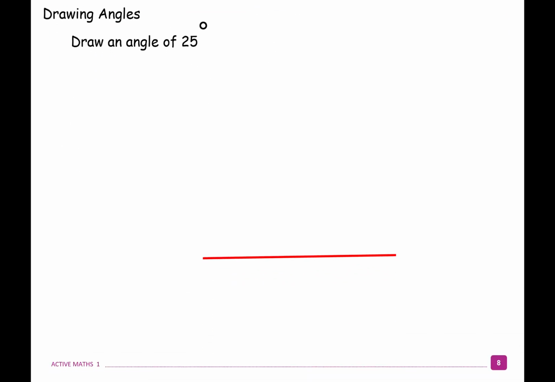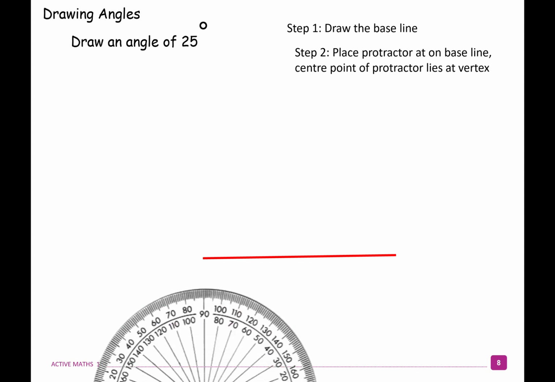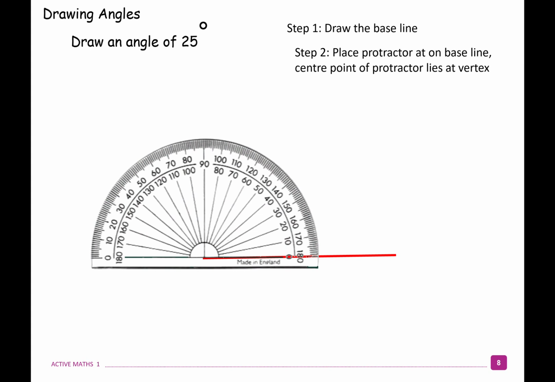Draw an angle of 25 degrees. Please follow the following steps. Step 1, draw your baseline. So this is the baseline of my angle. Step 2, place the protractor at the baseline center point, and the center point of the protractor lies at the vertex. So we place our protractor along the baseline, and notice that the center point of your protractor lies at the vertex.